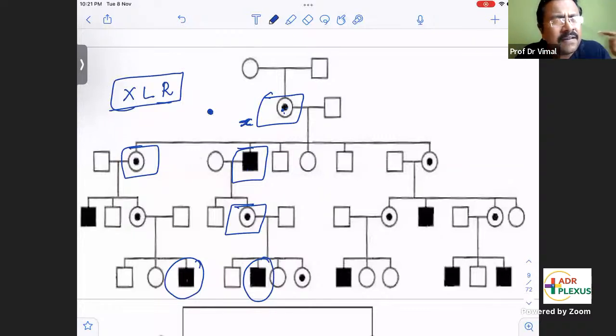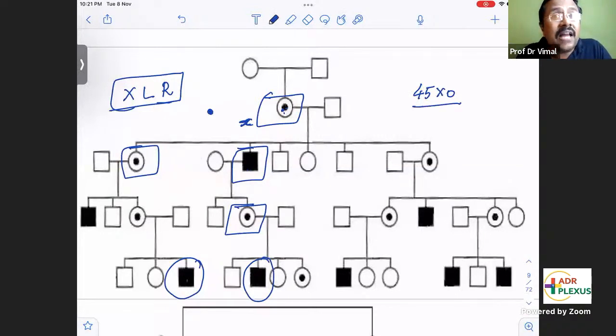Can anybody think of in which condition females will be getting affected? X-linked recessive disorders. All of us know the common examples, hemophilia, color blindness, and all those things. So in which condition can an X-linked recessive disorder occur in a female? Yes, Turner syndrome, very good. Turner syndrome, when there is a 45X0.